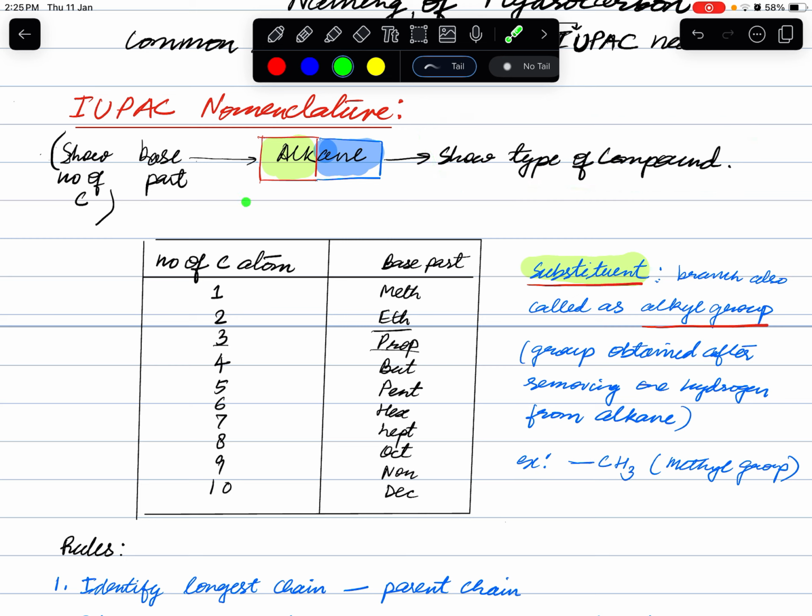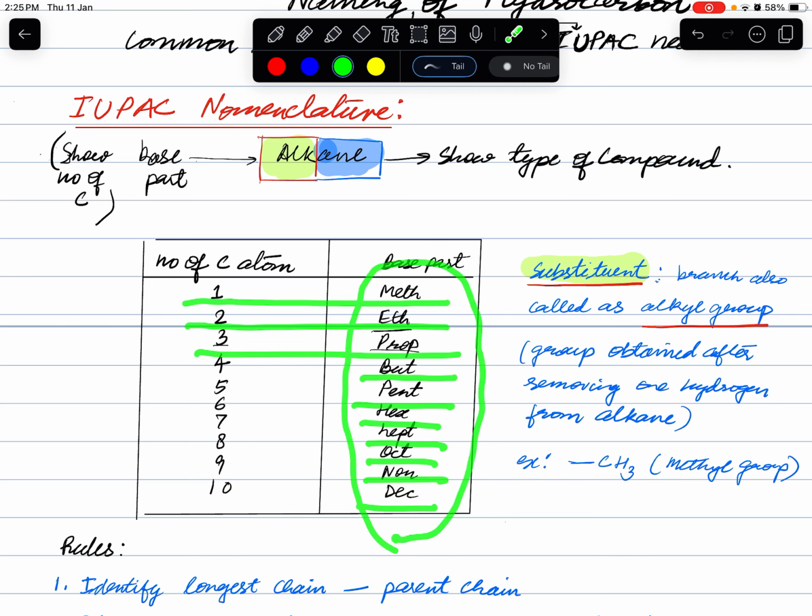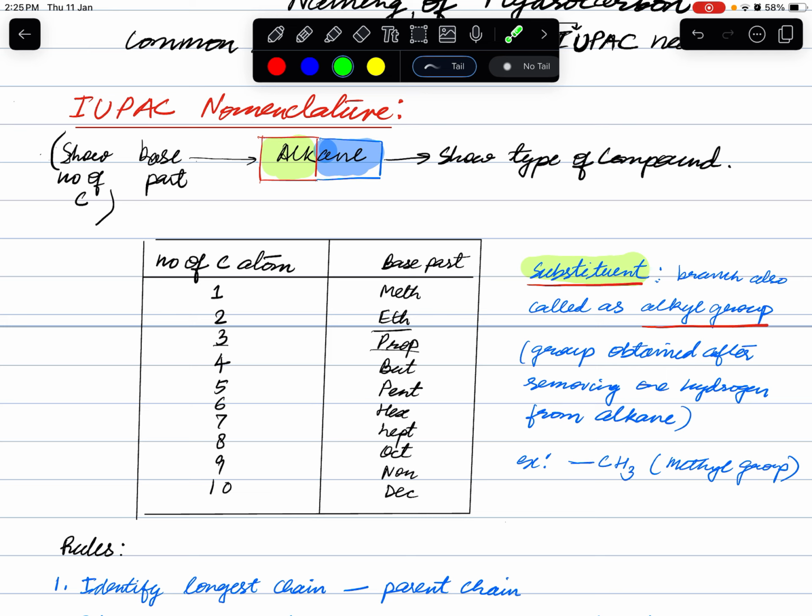Now, this alk part or the base part is given a particular term depending upon the number of carbon atoms. Like for example, for a one carbon compound, alk will be meth. For 2, alk will be eth. For 3, it is prop. For 4, it is but. 5, pent, hex, hept, oct, non, and dec. So you have to remember that if you have, for example, a 6 carbon compound, in that case, the name should start with hex. Since we are naming alkanes, it will be hexane. Like for a 6 carbon compound with single bonds only, it will be hexane. So this is how the name of any hydrocarbon is given.